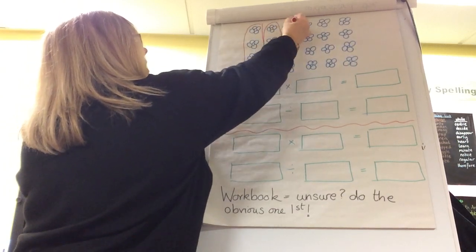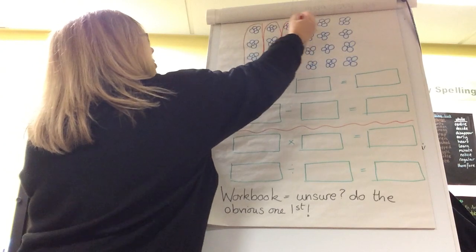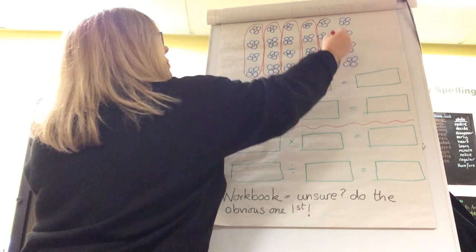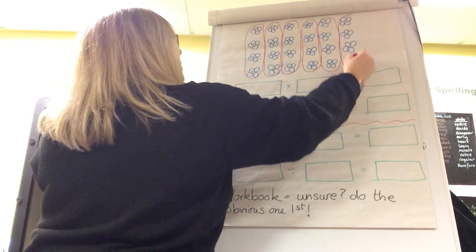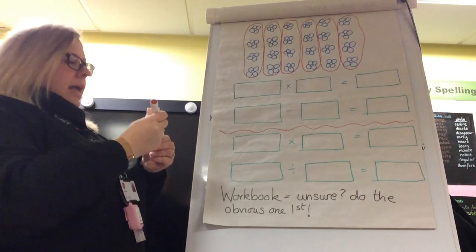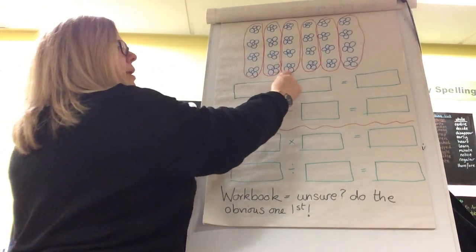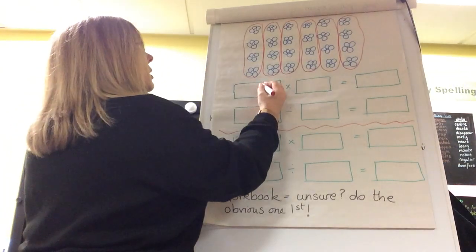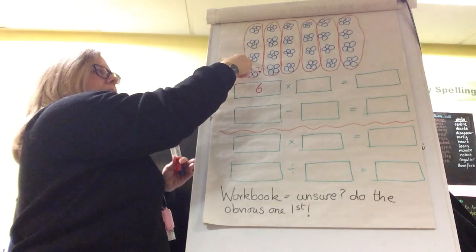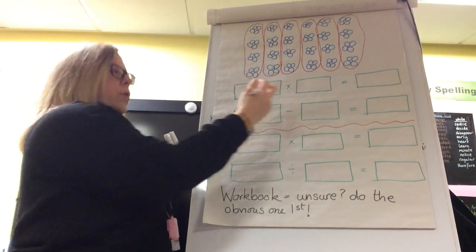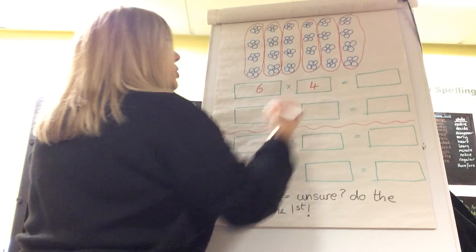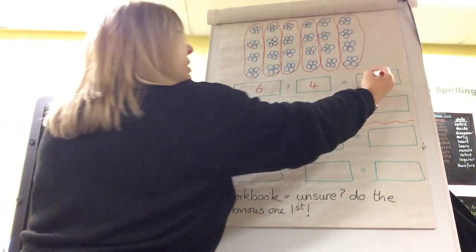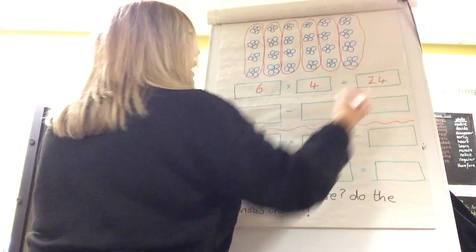So if I group the daisies this way, there we go. I have got how many groups? I've got 6, haven't I? So I've got 6 groups of how many in each group? 4. So I've got 6 lots of 4, which when I put my 6 lots of 4 together gives me the 24, doesn't it? Okay.